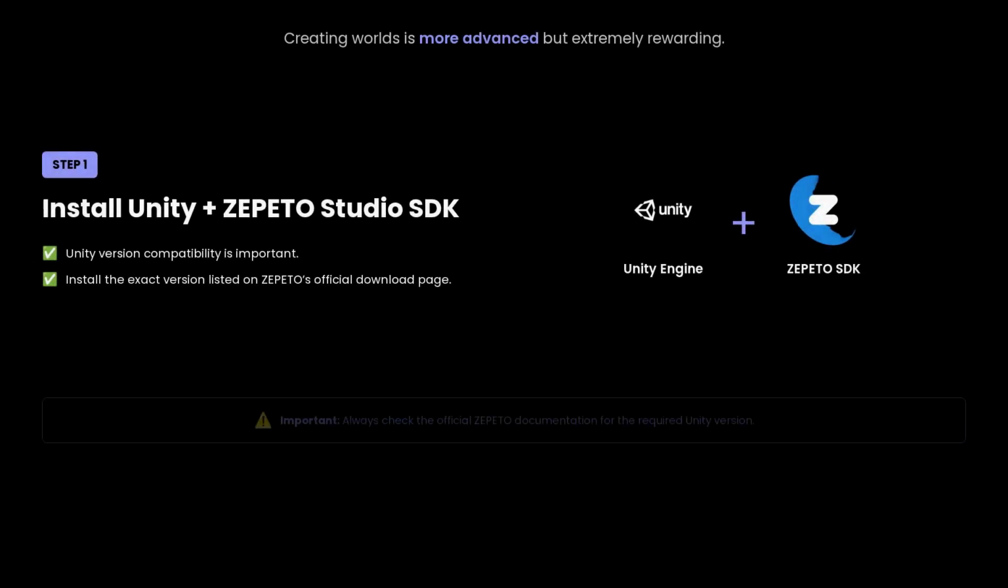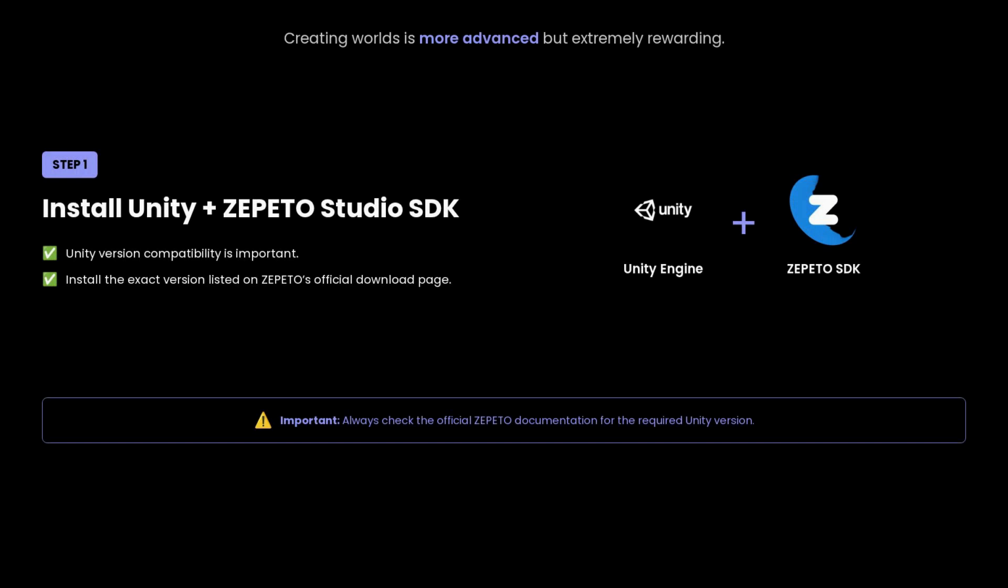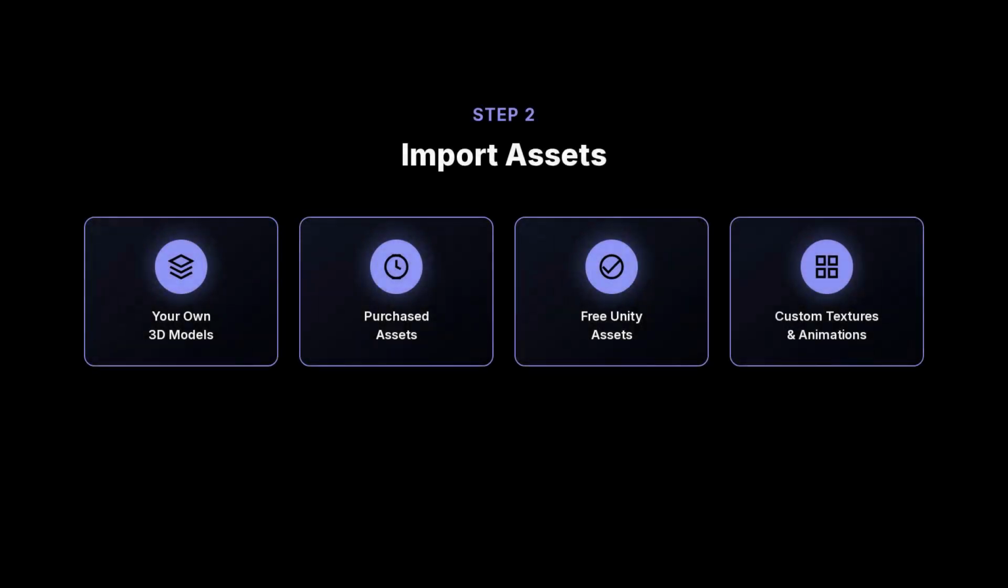Creating worlds is more advanced but extremely rewarding. Step 1. Install Unity and ZEPETO Studio SDK. Unity version compatibility is important. Install the exact version listed on ZEPETO's official download page. Step 2. Import assets. You can use your own 3D models, purchase assets, free Unity assets, and custom textures and animations.